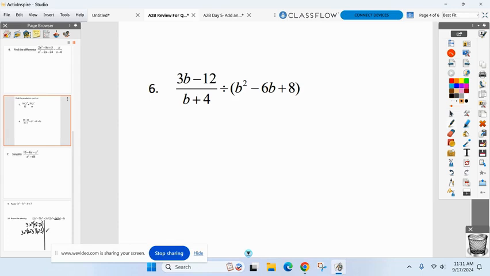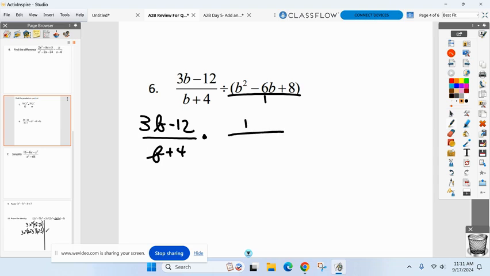All right, it's a division problem. We've talked about this already. I keep the first fraction the same. I'm not even going to sniff factoring yet. I just want to rewrite everything. What's the division change into? Multiplication, and usually I flip the next one, but is there anything to flip? Yeah, there is. This bad boy's over what? 1, so flip it. 1 over b squared minus 6b plus 8.